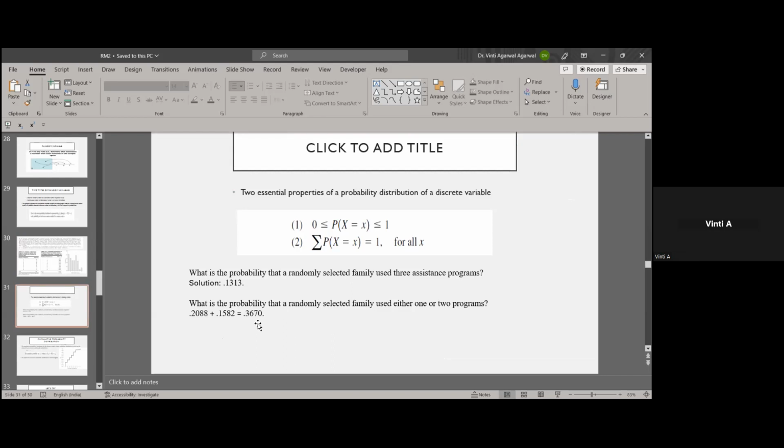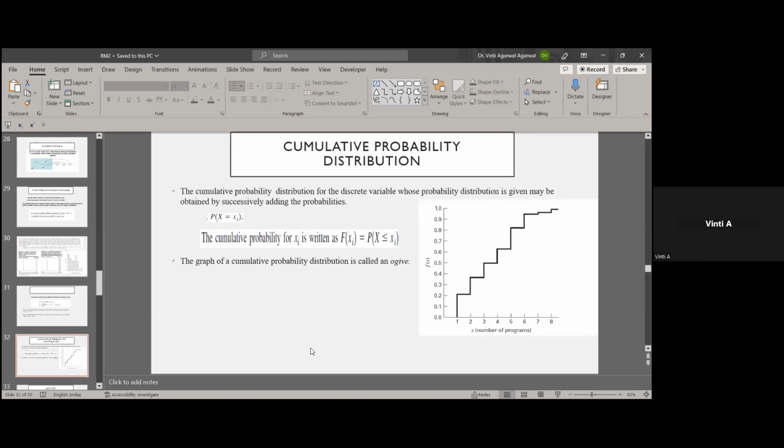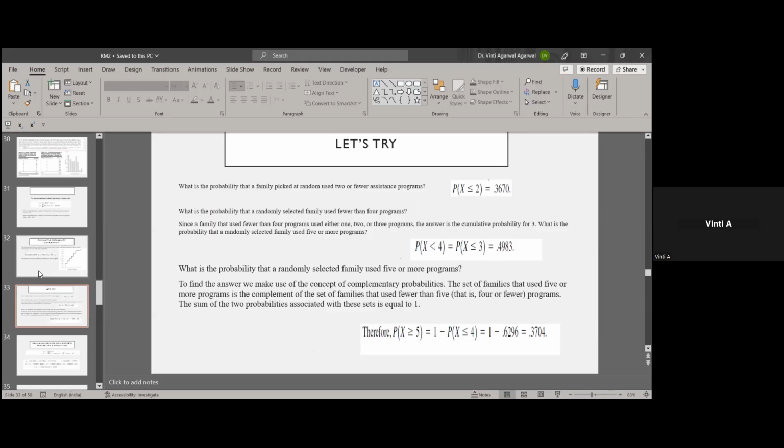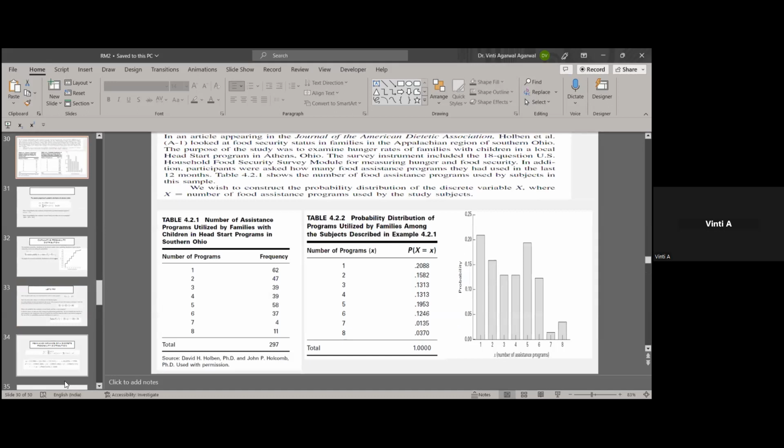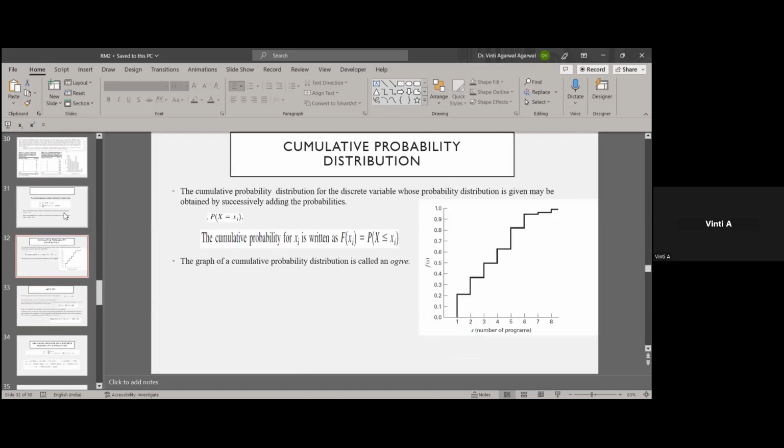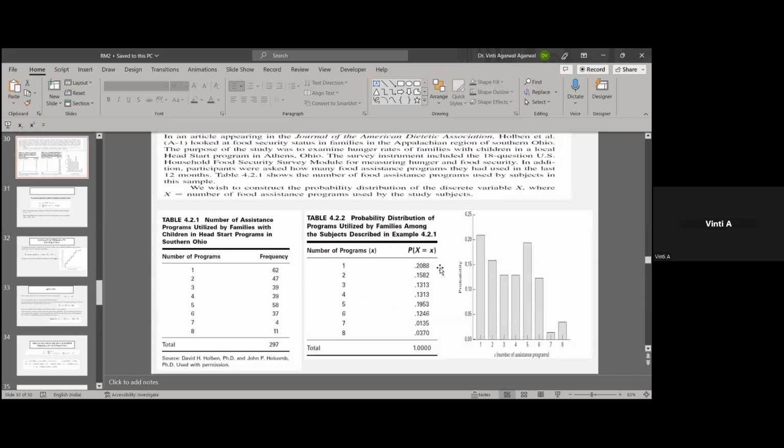Everybody good with this? Okay, let's go on to the next. Now if I do a cumulative frequency table, it's just the sum total of the frequency distributions. So here in this case, if I make a cumulative frequency, it will be 0.2088 in the first. In the second, it will be 0.2088 plus 0.1582. Third will be these two figures plus 0.1313. So this is a cumulative frequency table.